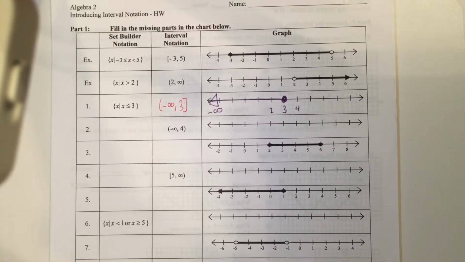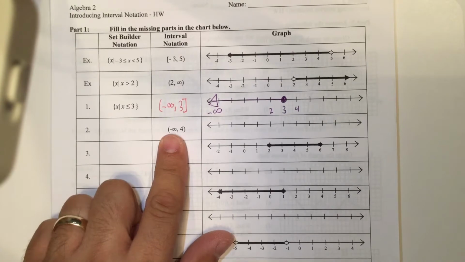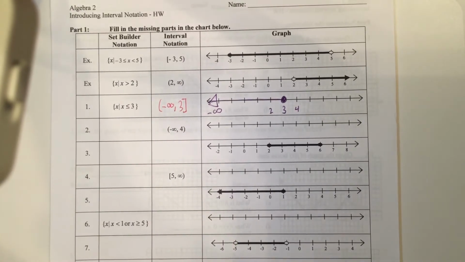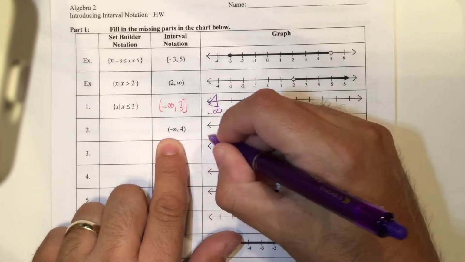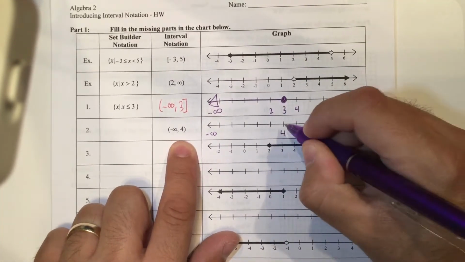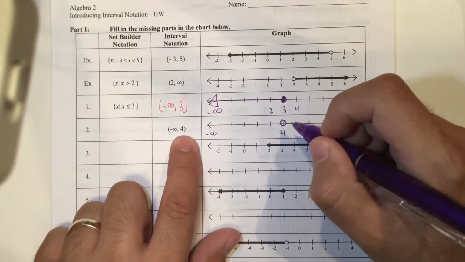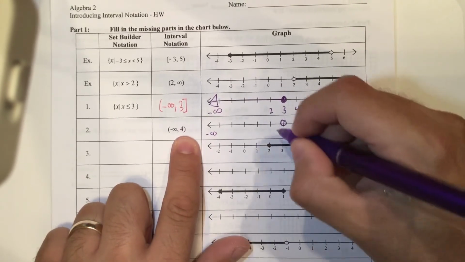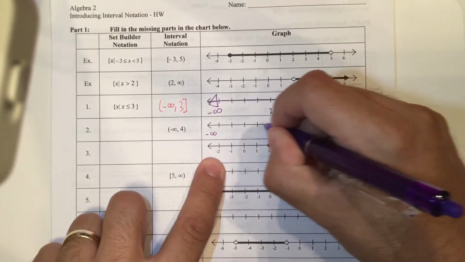All right, for number 2, they give us the interval notation. So I'm going to go ahead and graph this piece first. So I know it goes towards negative infinity. And it stops at 4, so I can just put a 4 right here. I put an open circle, and I don't fill it in because a parentheses means it's not included. And it's headed towards negative infinity, so that's to the left.